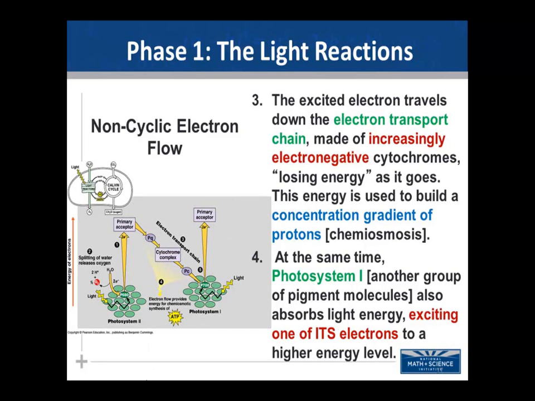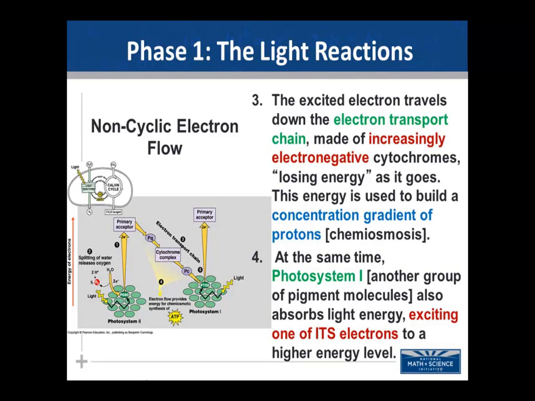The excited electron is going to travel down an electron transport chain. Think of an electron transport chain like a fire bucket brigade. Old time, they used to put out fires, right? Somebody's down by the river and they fill up their bucket and pass it to the next person. It's kind of like that. But instead of individuals holding buckets, in the electron transport chain we have a series of cytochromes, and cytochromes are proteins.